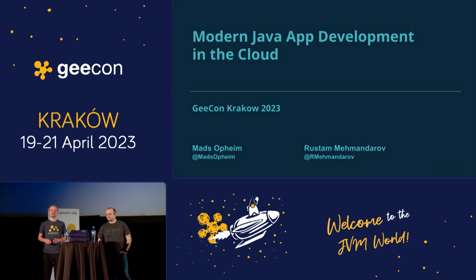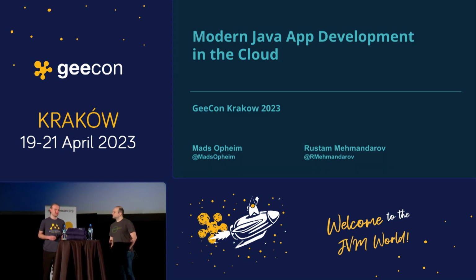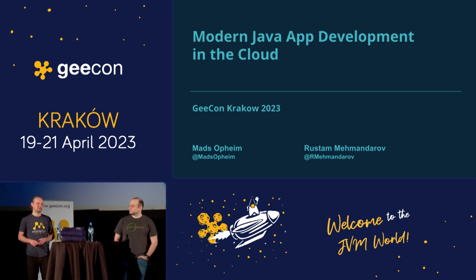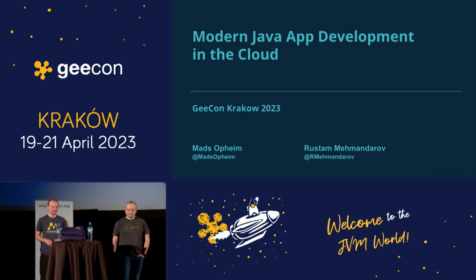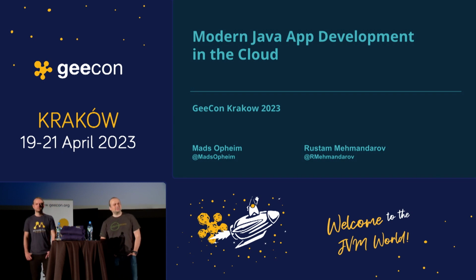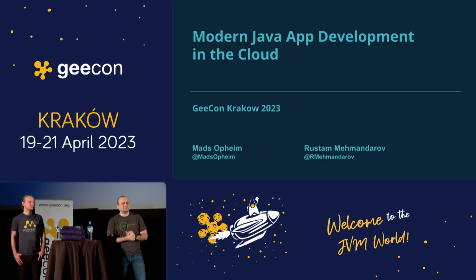My name is Mats. I work in a Norwegian consultancy company called Kompetas, along with Rustam. I'm a Java developer, currently doing mostly Kotlin stuff, but in the cloud. And Rustam, who are you? Yes, like Mats said, my name is Rustam. I work in the same company together with Mats. I work mostly with Java and cloud. I'm also a Java champion and Google Developer Expert for cloud as well.